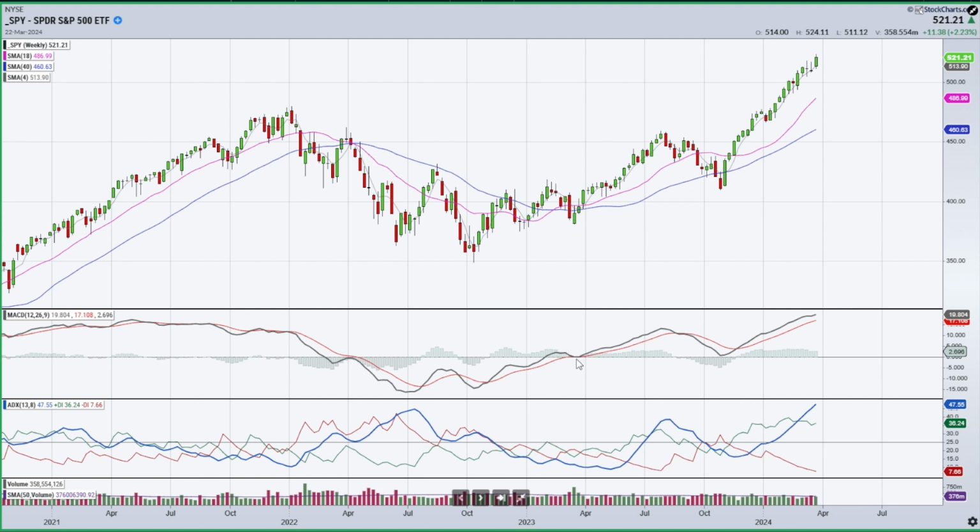But look at what the MACD is doing. It's providing a pinch play right at the zero line. Okay, so I'm not saying that these are necessarily buy signals, but they're giving you different feedback. The MACD is giving you different feedback than what you're seeing from the moving averages.